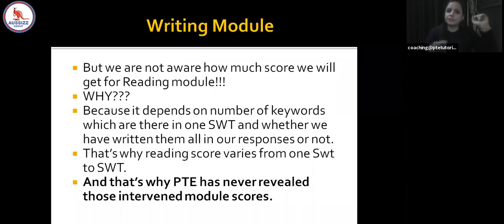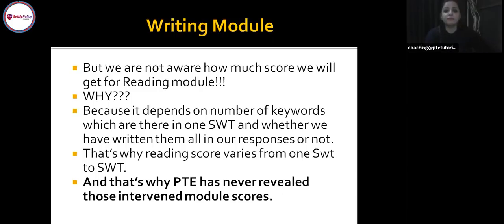So definitely what my mind says, the person has set up some percentile. If a person will be using 15 keywords out of those set of 50 keywords, we will get them full score for reading module. And this happens. That's why you all should follow the best technique to use the keywords, maximum keywords.